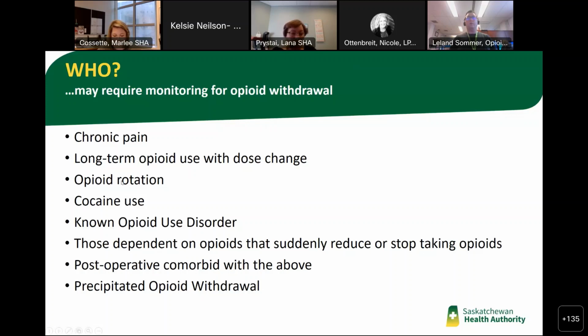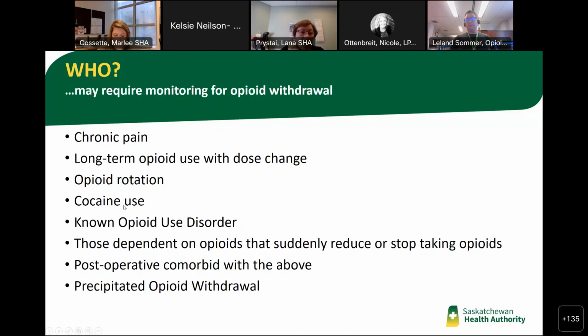If there's been an opioid rotation, so say a rotation from high dose morphine to hydromorphone, sometimes people process differently and we can undershoot and they can start going into an early opioid withdrawal.